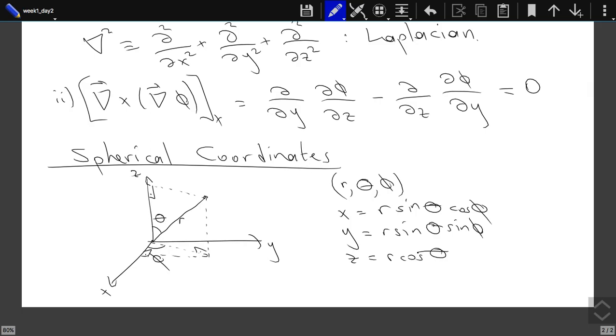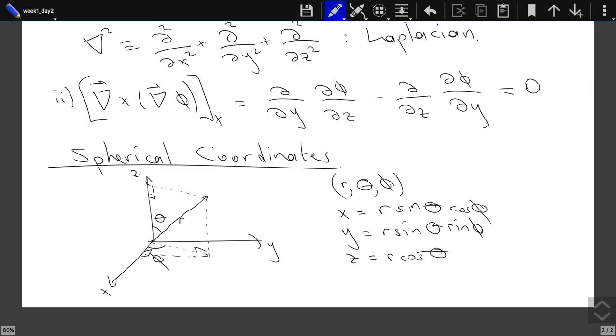Or else if you want to go the other way around, if you take x squared plus y squared plus z squared, that is nothing but r squared. If you take the ratio of x over y, these cancel, and you have the cotangent phi. If you take x squared plus y squared, square root, that just gives you r sine theta. You divide by this one, r's cancel, you get tangent theta. So you can just go back and forth between these two coordinate systems.